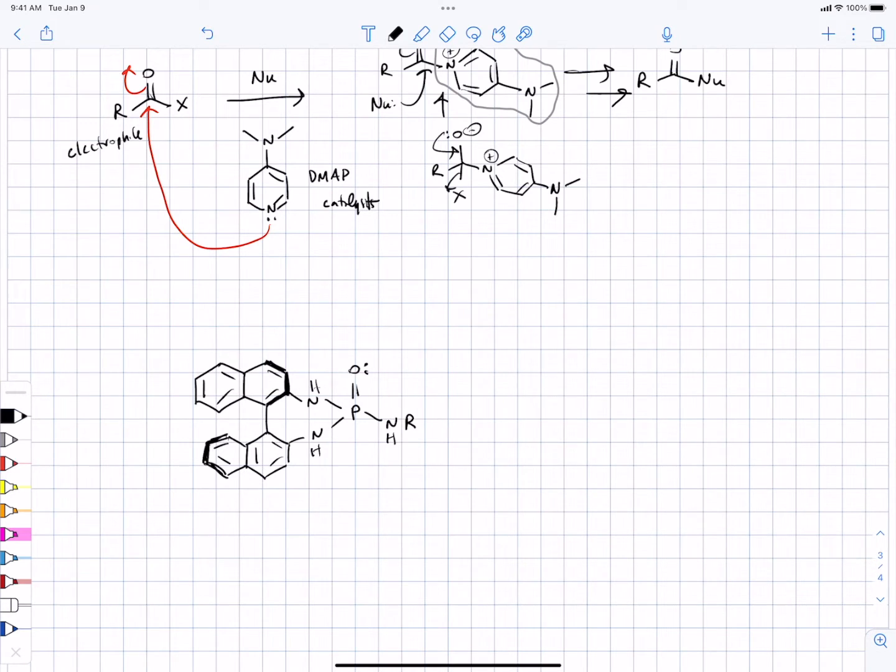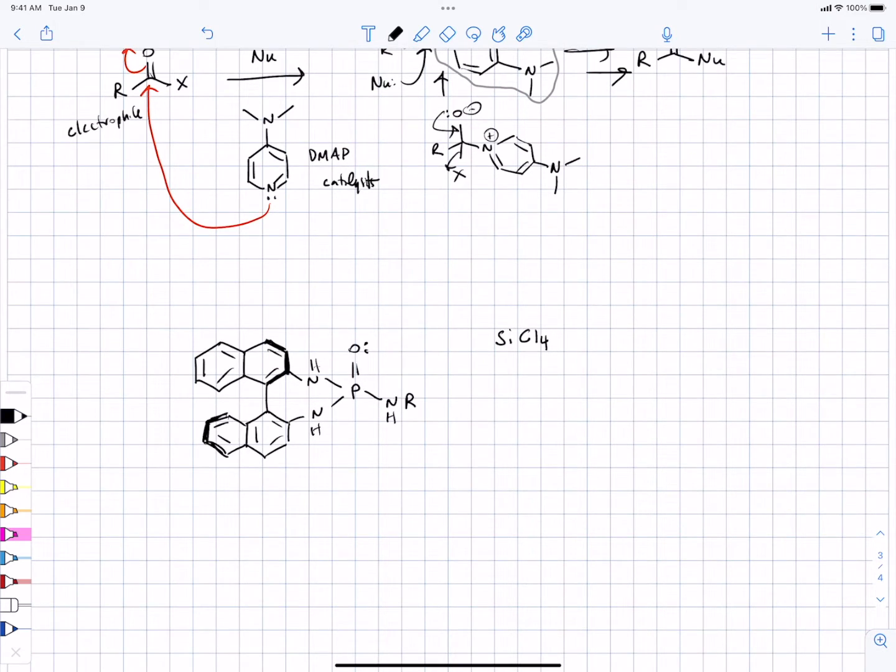So this Lewis base can interact with tetrachlorosilane, or maybe that's not what it's called, I don't know, to cause one of the chloros to leave. And so you end up with a positively charged silicon with 3 chloros attached to it, and that's more electrophilic than just SiCl4 would have been to begin with. All right, so this is just a quick survey of lots of different catalytic reactions.